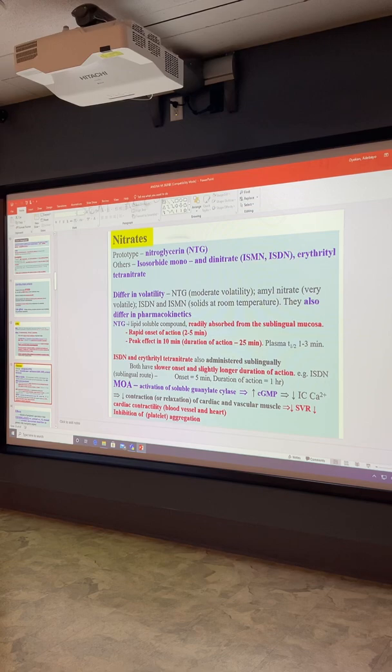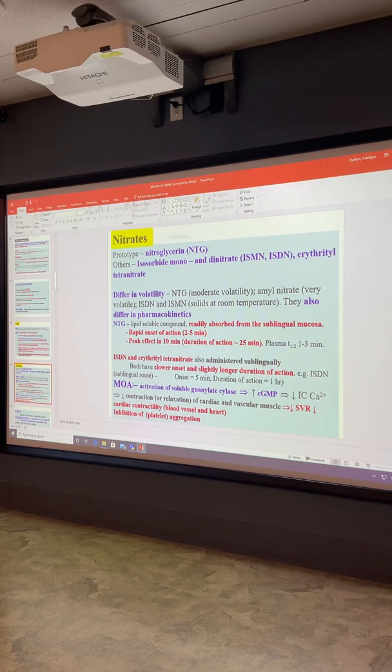just find out that NTG is 3 letters. ISDN and erythritol tetranitrate are too long. I think that's why they have a slower onset of action. They have more letters than NTG. Okay, that makes it easier for you to not bother yourself trying to memorize it. ISDN and erythritol, the name is too long anyway, so that's the one that has the longer duration of action.